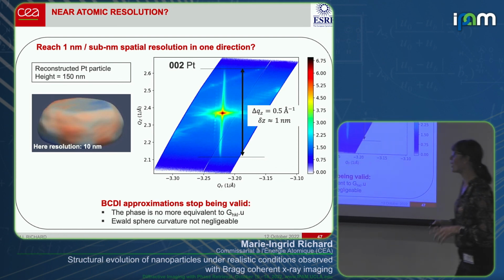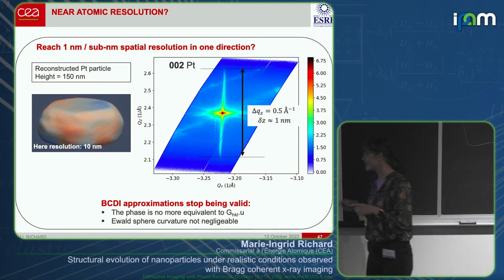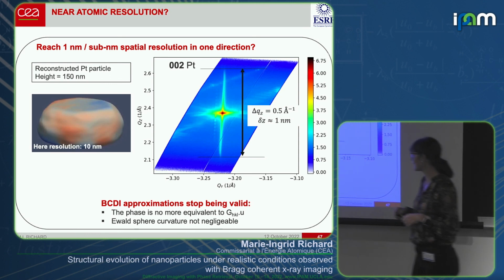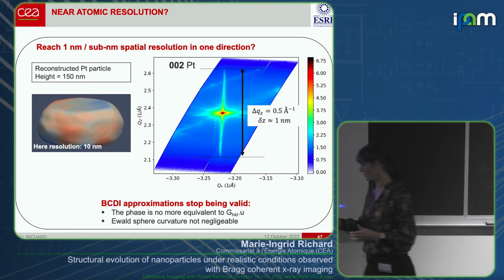Just to tell you that now the BCDI approximations stop, they're invalid. The phase no longer encodes the atomic displacement, and the Ewald sphere curvature is not negligible.